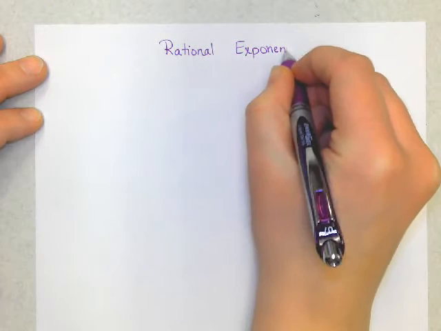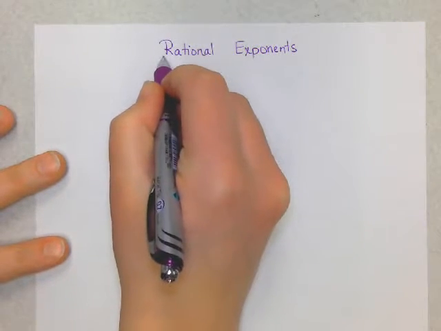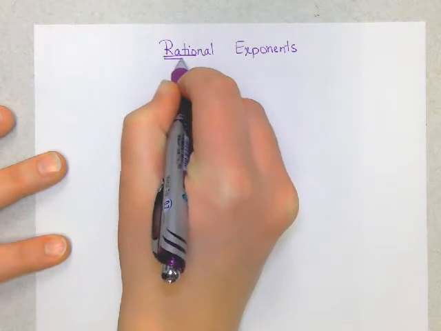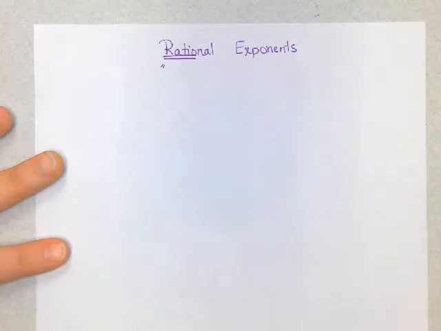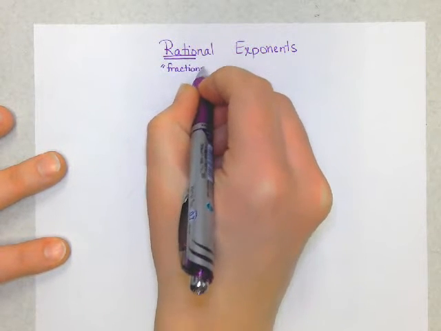The root of the word rational is ratio, and so what that really means is I have a ratio for my exponent. In other words, we have fractions. And what does that mean? When I have numbers and the exponents on them are fractions.